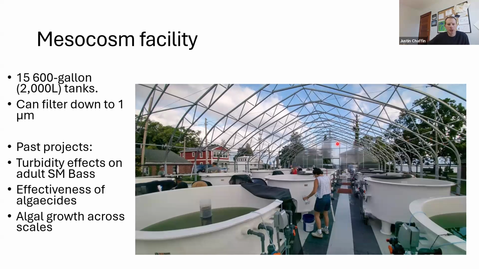Our mesocosm facility, this is a newer facility. We have 15 600-gallon tanks. The intake for these is in Lake Erie, so we can pull in Lake Erie water. We can filter the water down to 1 micron if we want, or we can bypass the filters entirely to get the natural assemblages of plankton. When I use the mesocosms, I bypass the filters. When fish people use the mesocosms, they want the water filtered out.